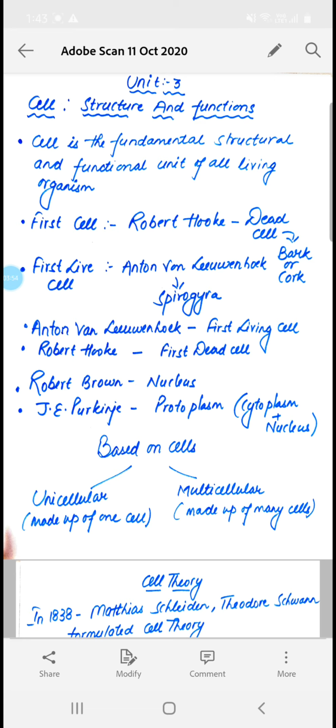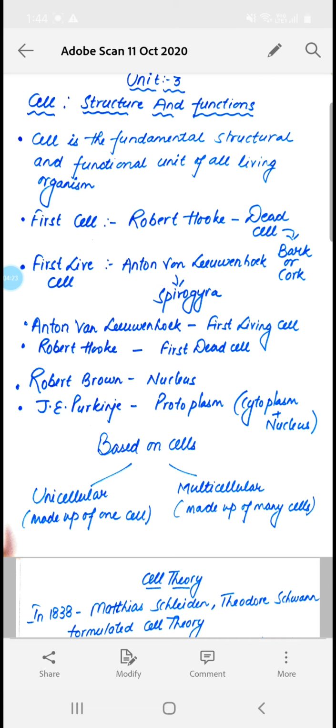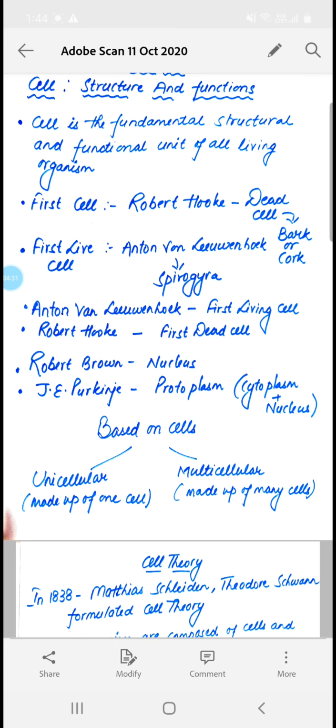The first cell, as you have already studied in your lower classes, was discovered by Robert Hooke. He discovered the first cell, that was a dead cell, and the name of the cell is the cork cell. उसने प्लांट सेल की आउटर कवरिंग को जब माइक्रोस्कोप के अंदर, वो माइक्रोस्कोप उसने खुद बनाया था, हैंडमेड माइक्रोस्कोप के नीचे जब उसने उसको ऑब्जर्व किया तो उसने देखा कि उसको छोटे छोटे कंपार्टमेंट्स, छोटे छोटे रूम लाइक स्ट्रक्चर नज़र आए, and that's why he named that structure as cell.